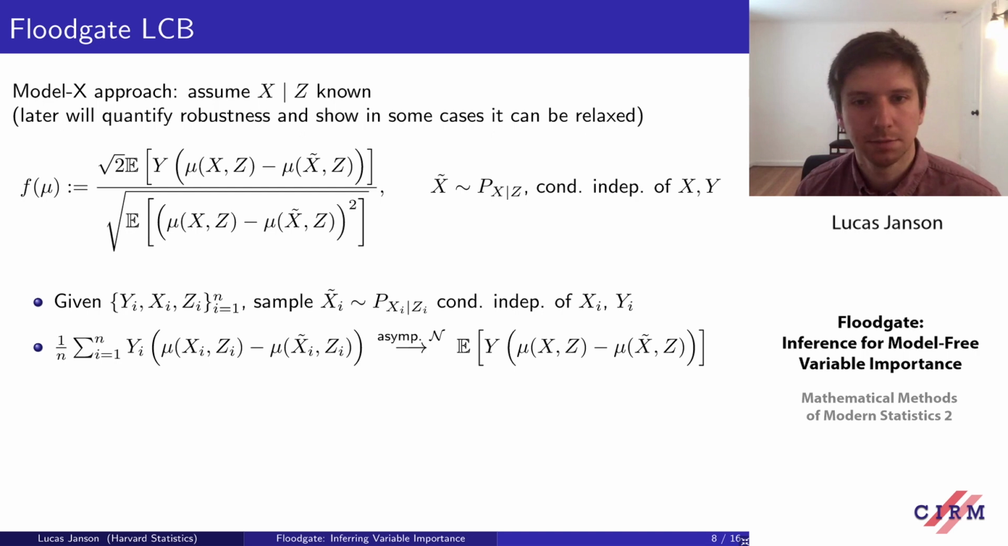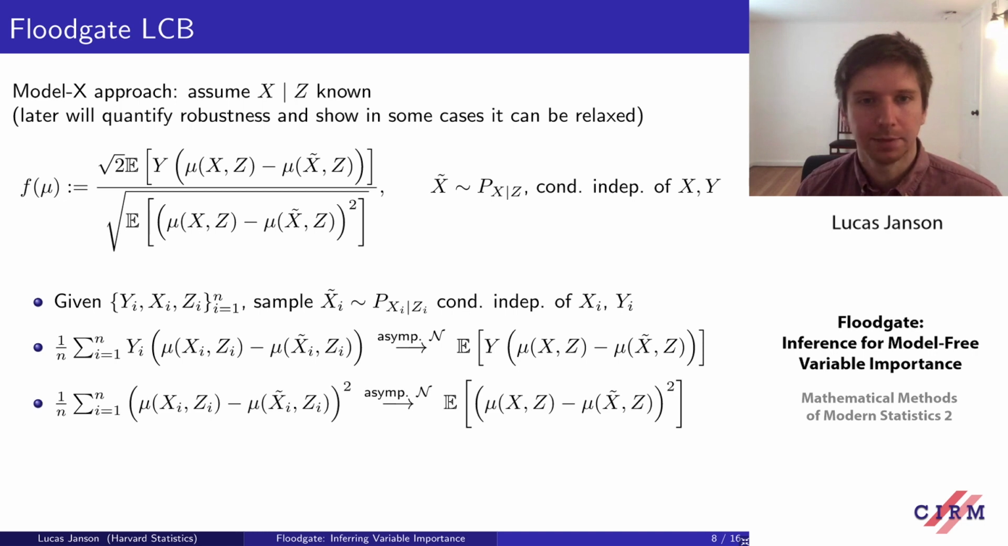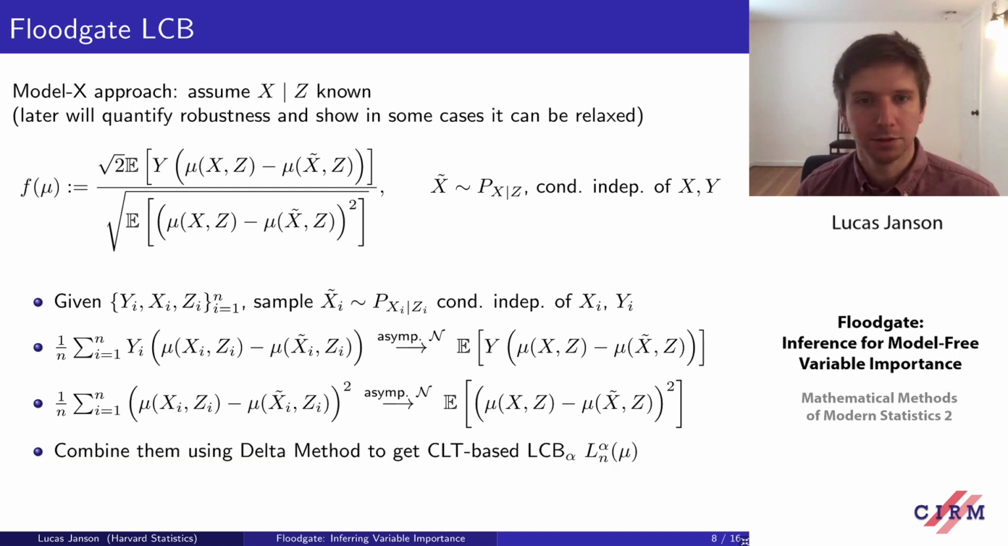Then I'm going to replace each of these expectations with its standard sample estimator. Simple as can be: the expectation that appears in the numerator, I'm going to replace with its sample estimator, and the expectation that appears in the denominator, I'm going to replace with its sample estimator. In both cases, this is a simple mean of IID random variables, and so we have easy asymptotic normality results for both of them. And then f, of course, is a nonlinear function of these two expectations.